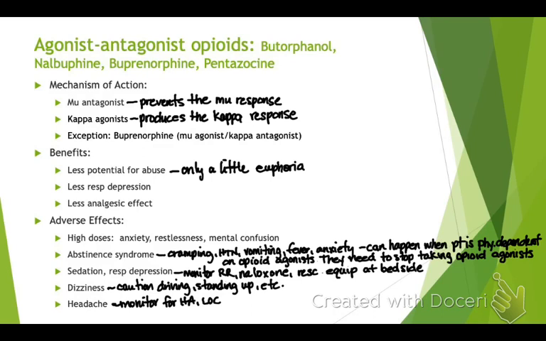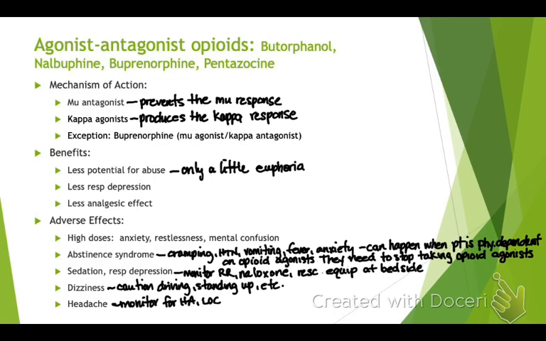Okay, so now we're going to discuss agonist-antagonist opioids. These are going to include your meds like butorphanol, pentazocine, buprenorphine, and nalbuphine. These are all agonist-antagonist opioids.